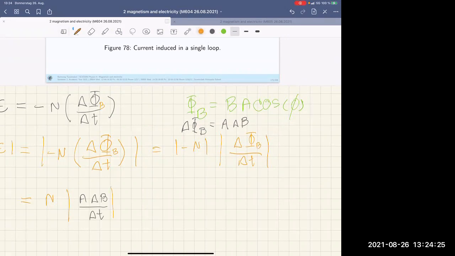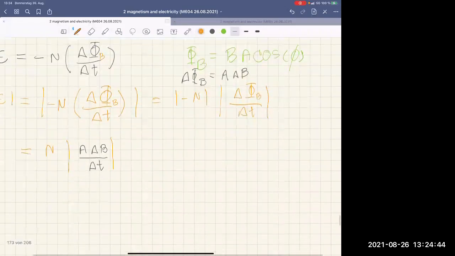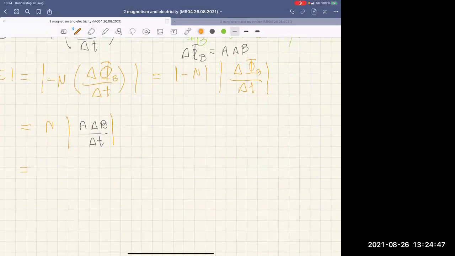Because the area will never be negative. Have you ever heard of any area being negative? Usually the area is positive. We can move it out of the absolute symbol. So we would have right now N and A, and what we get here is delta B by delta t.